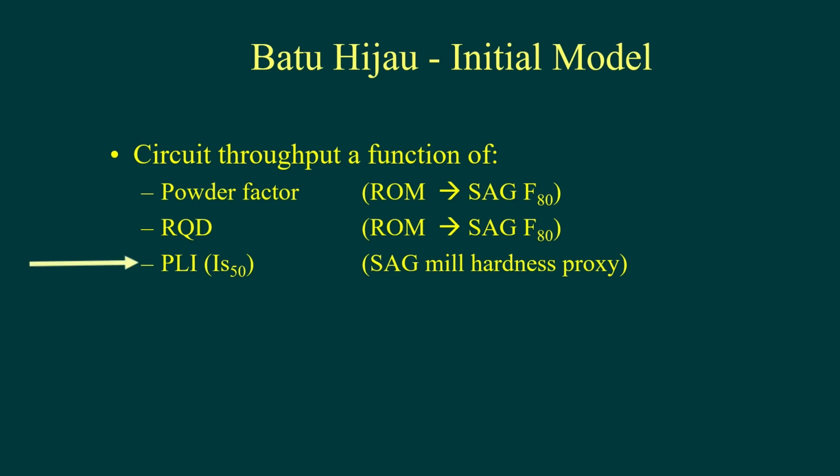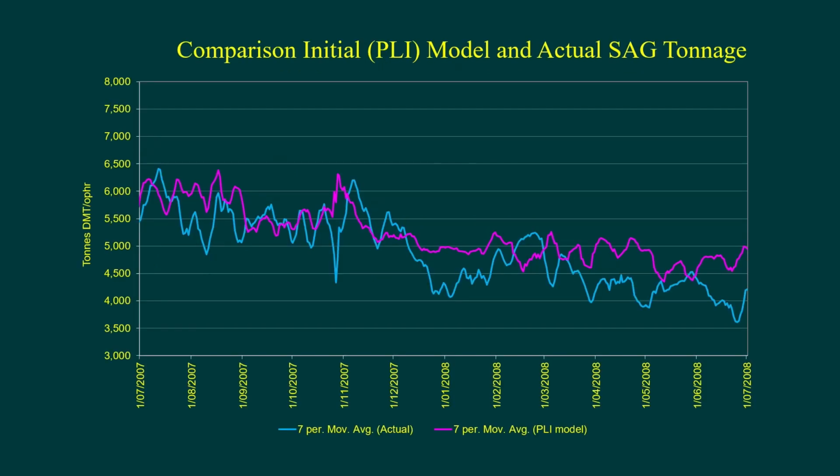Now, if you remember, I said before, powder factor influences ROM, and of course ROM influences the SAG F80, and also RQD does as well. So just like I said in that previous example, they started with something really quite robust, really good, relatively simple, with terms that they had readily available from the mine plan and from their block model. This is what that initial model looked like for the first year of its application.